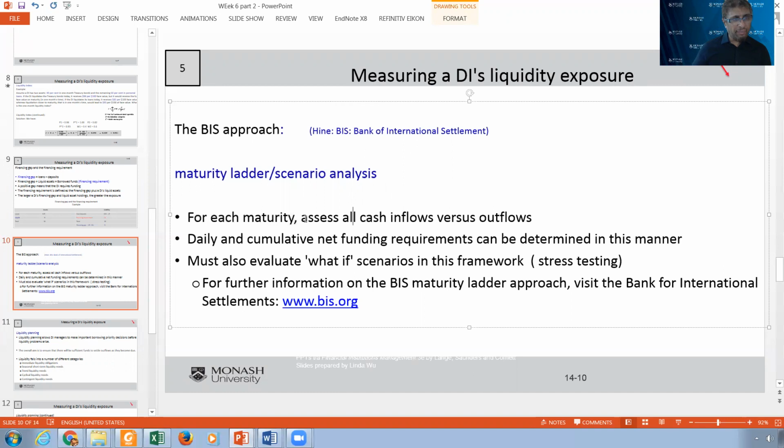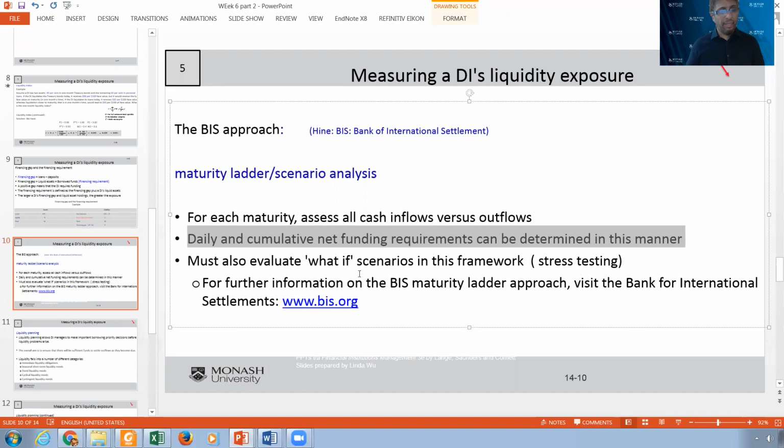It depends on the gaps on the ladder. So it's some maturities like what we have seen in the interest rate, but here for liquidity. So you will assess all cash inflows versus the outflows. And we know what the inflows are that are coming, like from depositors, and outflows like loans we should pay. So we have to do it daily. We can do it in daily and cumulative net funding. It can be determined in this manner. So you can do it in horizons, and also you can do it on a daily basis. It depends on the horizons and the ladder you are using.